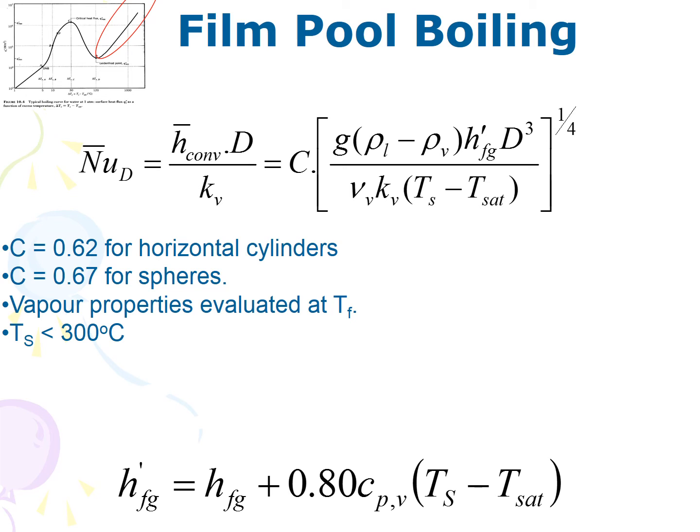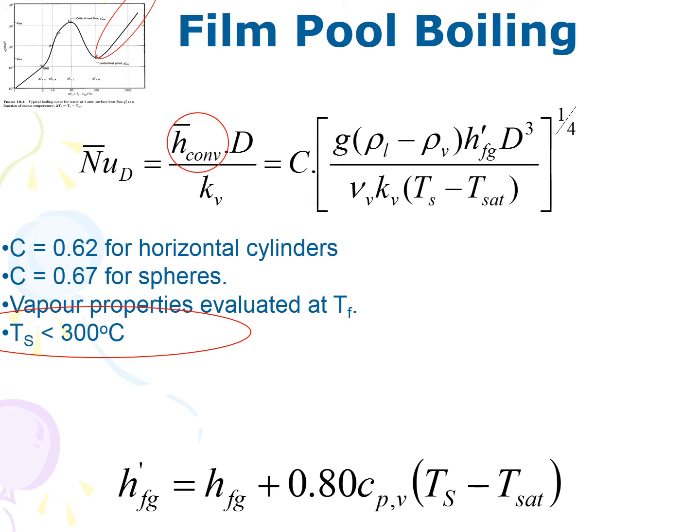The Nusselt number, and then the heat transfer coefficient can be calculated using this correlation. The heat flux can then be determined using Newton's law of cooling. The correlation applies for low surface temperatures less than 300 degrees centigrade. Note that the main mode of heat transfer is convection through the vapor film.